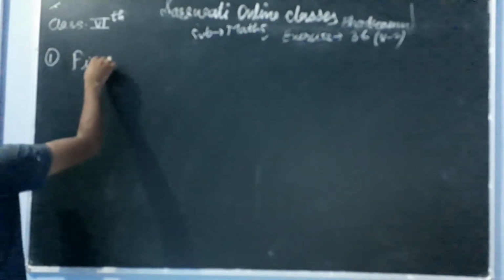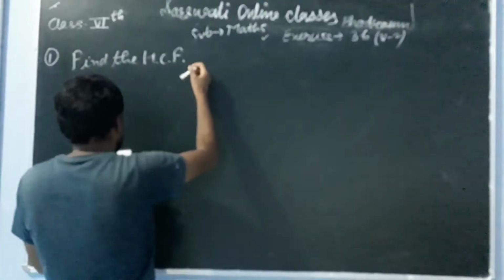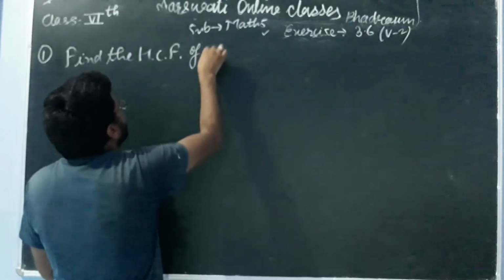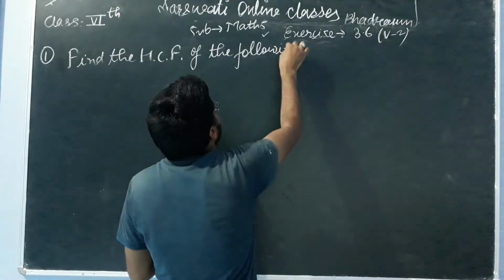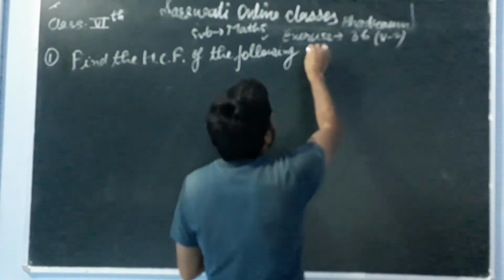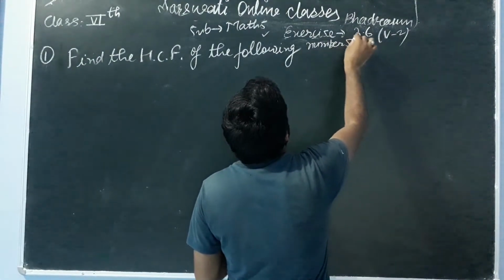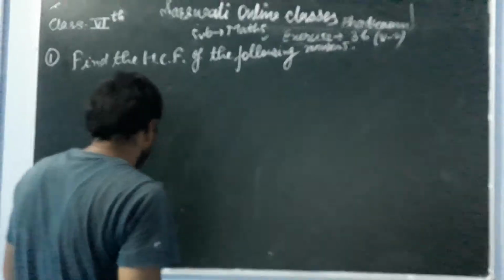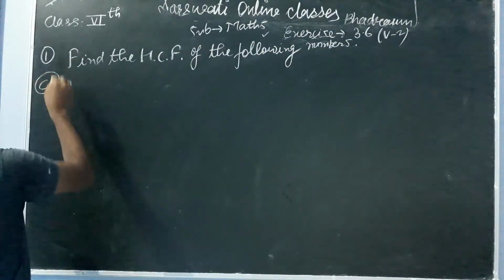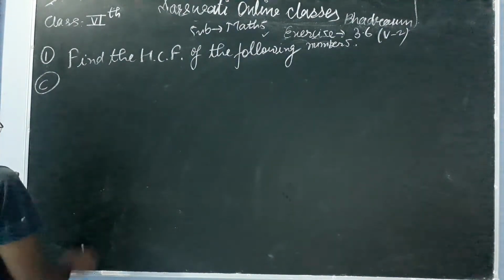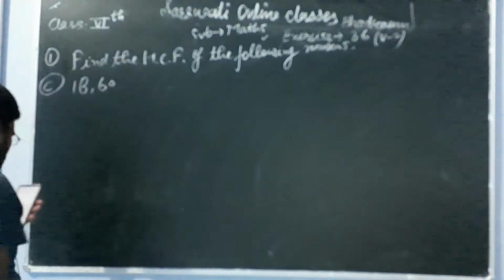Find the HCF of the following numbers. We have to find out the HCF of the following numbers. So what we will do is part C. Question number first, and our part C is what? 18 and 60. We have to find out the HCF of 18 and 60.